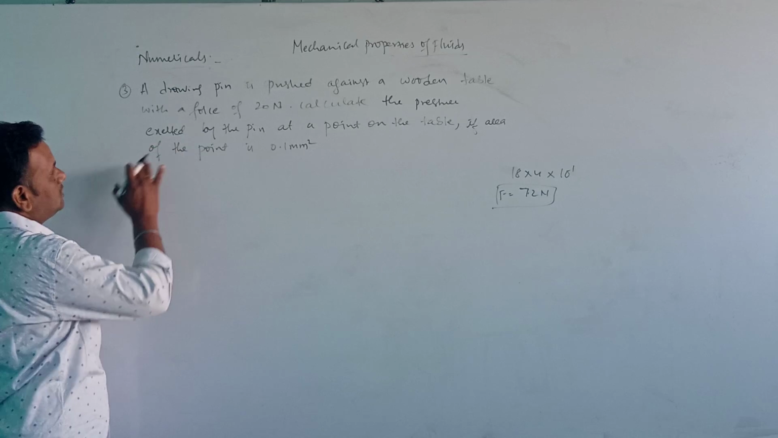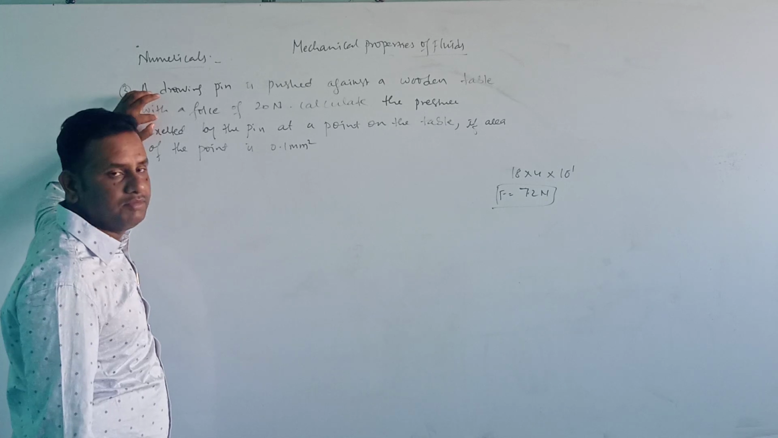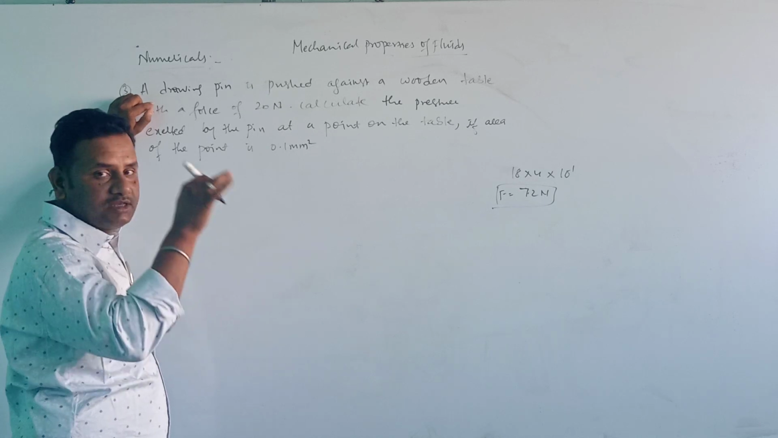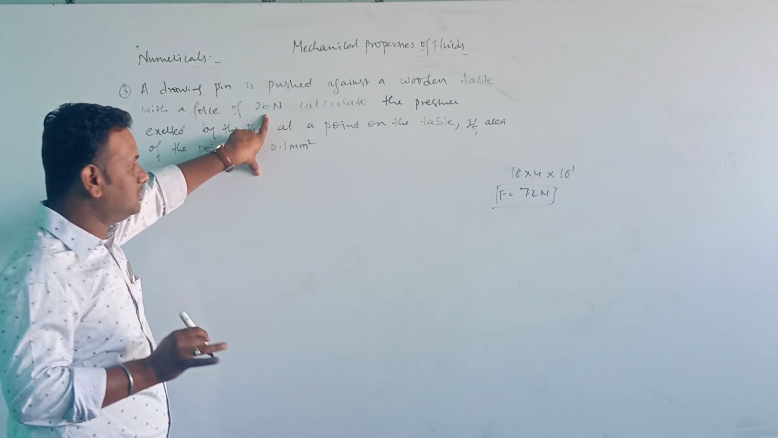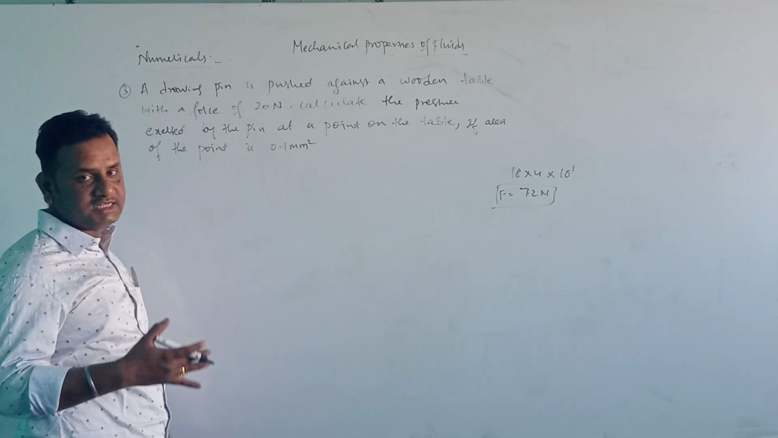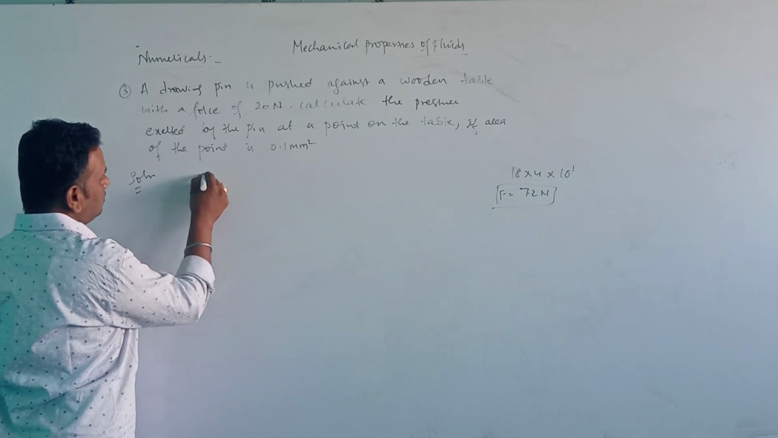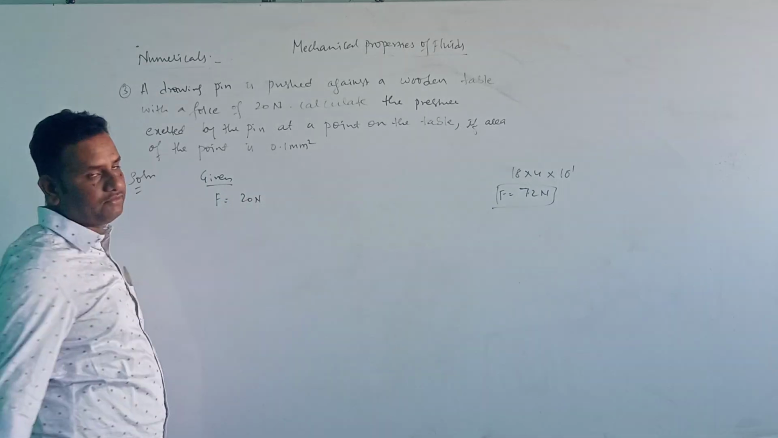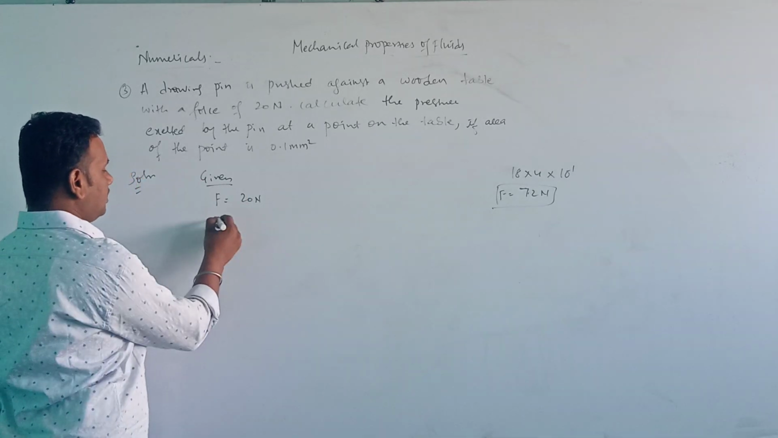Now coming to this question: a drawing pin is pushed against a wooden table. There is a wooden table, and on that a drawing pin is pushed with a force of how much? 20 Newton. So we will write the given data that F is equal to 20 Newton. Now we have to calculate the pressure.